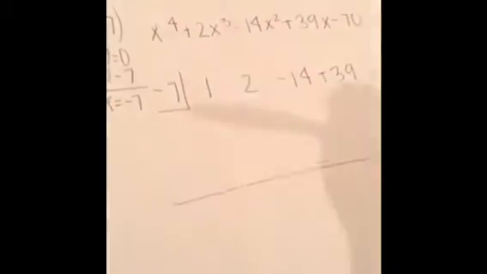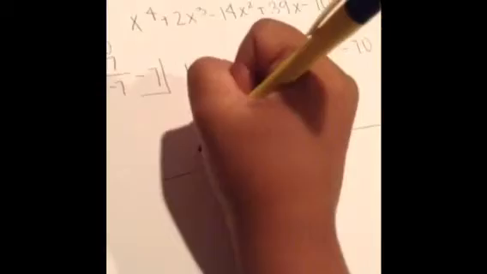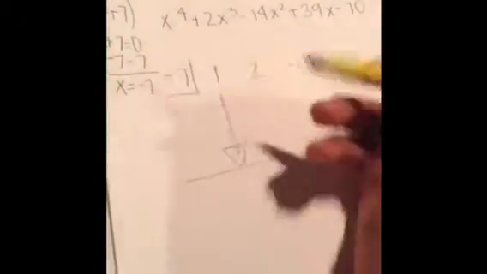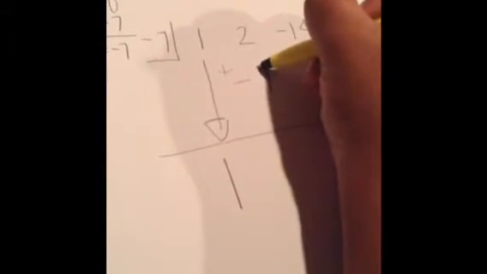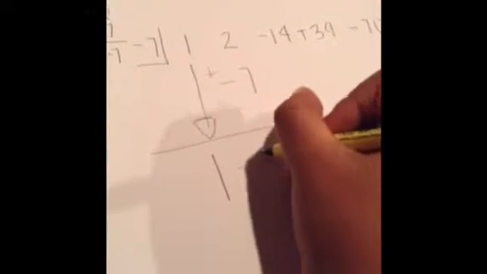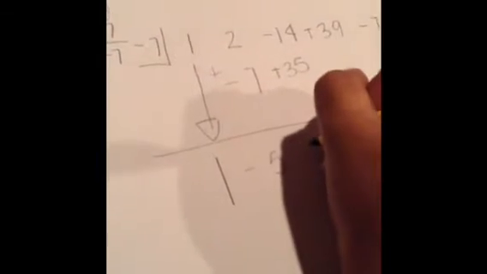Okay, and then you draw a line. Make sure the line is separated from your numbers. Okay, you bring down the first number. The first number is always going to be brought down. Okay, 1 times negative 7 is negative 7. You would have to add these two. Negative 7 plus 2 is negative 5. Okay, and then negative 5 times negative 7 is positive 35. That gives you a 21.